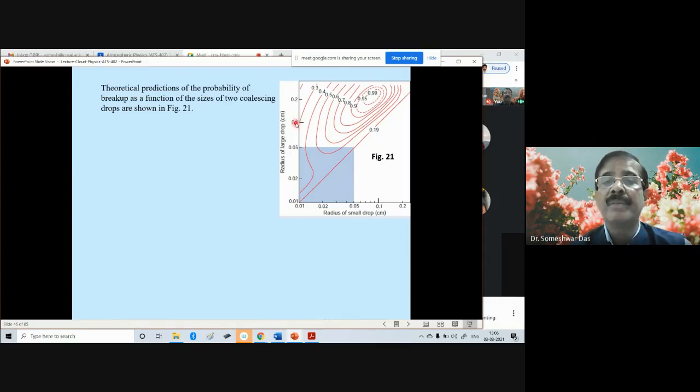So as the raindrops are increasing in size, suppose at a fixed radius of the large drop, let us say 0.1 centimeter, as the radius of the smaller drops increases from 0.01 to 0.02, 0.05, then the probability of the raindrops breaking up is also increasing, from 0.03 to 0.04 to 0.05 and so on. But after reaching a critical value, the probability starts decreasing. So this is what is depicted in the diagram.